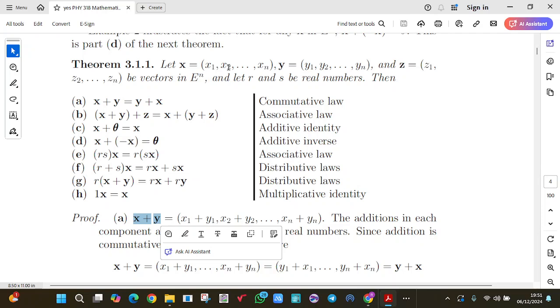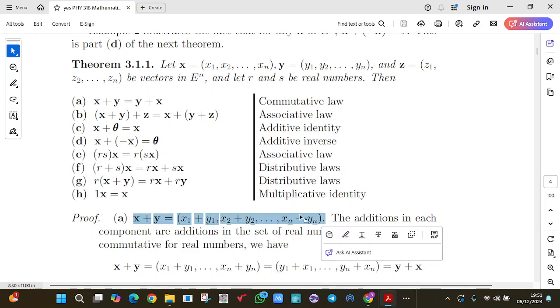The second element will be x2 plus y2, which is this. The third element will be x3 plus y3, up to the last element, which will be xn plus yn. Correct, that is it. So you have taken care of the first part.